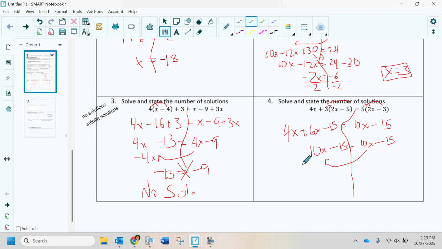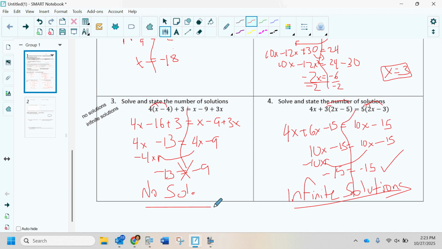Move our variable. We get 10x minus 10x goes away. We get negative 15 is equal to negative 15. That is true, and so we have infinite solutions. All right, now you have to say no solutions or infinite solutions for these, state the types of solutions.